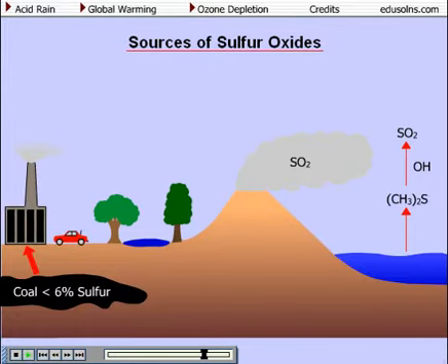Coal-burning power plants, ore smelting, industrial fuel consumption, and transportation release a total of approximately 100 million tons of sulfur into the atmosphere each year. The United States alone is responsible for releasing about 15 million tons of sulfur per year.